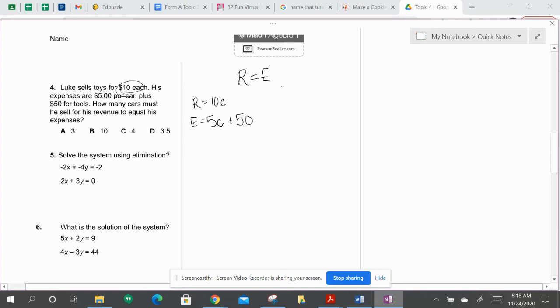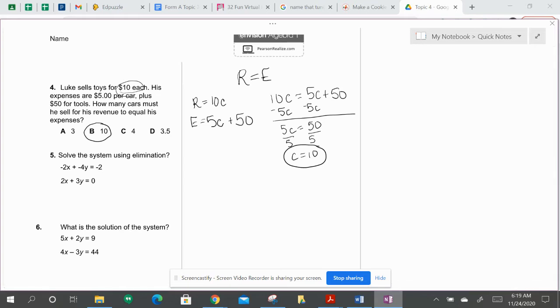So now that I want revenue to equal expenses, I'm just going to set those two equations equal. I'm going to say 10C is equal to 5C plus 50, and I'm going to work on solving for C, figuring out how many cars he needs to sell. So I'm going to get my C's together, and I'm going to do that by subtracting 5C from each side. So 10C minus 5C becomes 5C is equal to 50. Divide each side by 5, and I get C is equal to 10, meaning he needs to sell 10 cars in order to make that work.